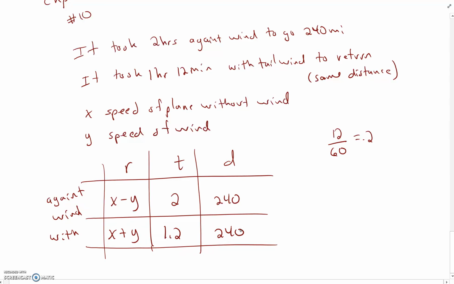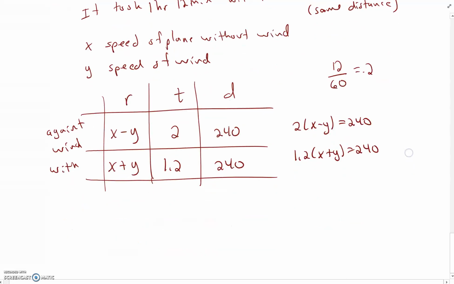Okay, so now we apply the formula. Rate times time is distance. So you multiply these across. 2 times (x minus y) equals 240. 1.2 times (x plus y) equals 240. Now we got two equations, two unknowns. So let's solve it. So the first one's 2x minus 2y equals 240.